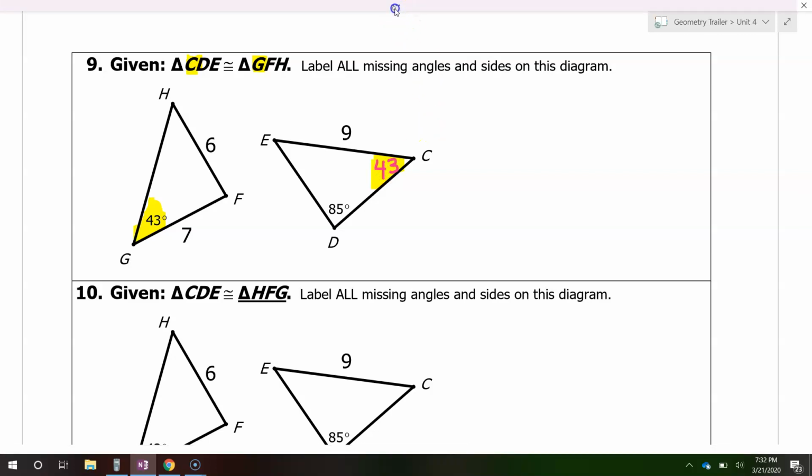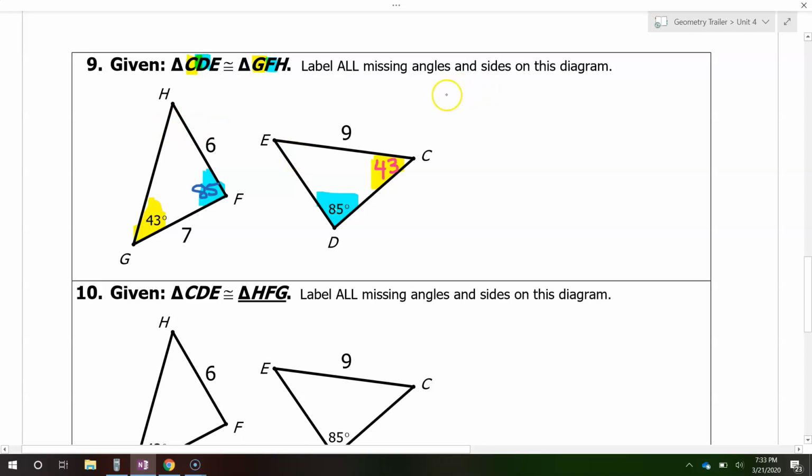What else do we know? We know that angle D has to be congruent to angle F. Here's angle F and here's angle D. They both have to be congruent, so if one of them is 85, the other one also has to be 85. That just leaves angle H and angle E. Of course, they're going to be congruent.